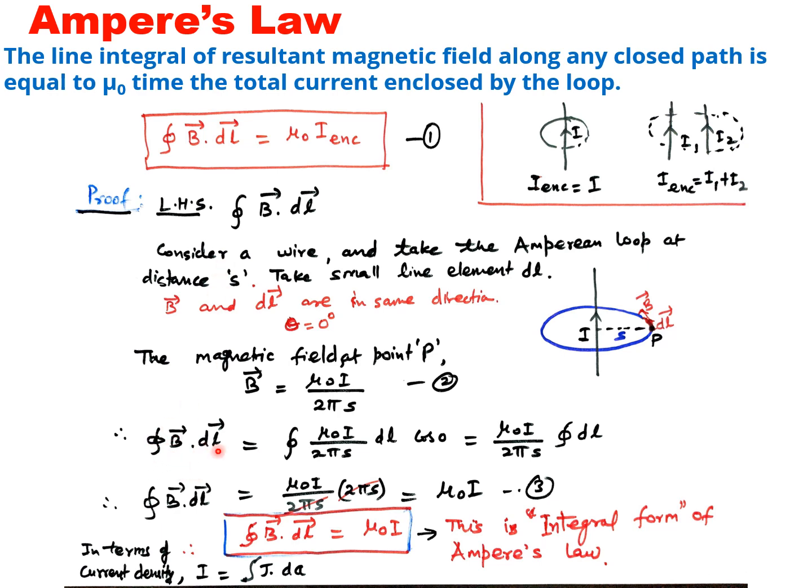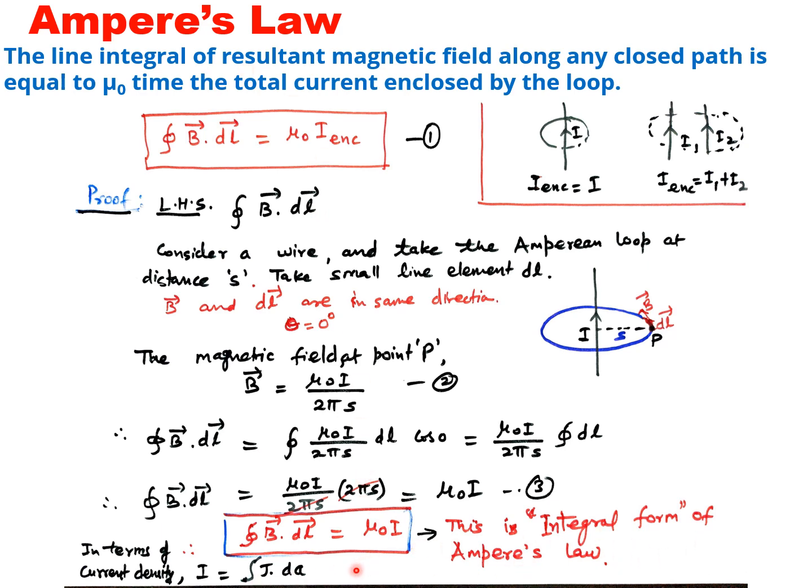So B dot dl will be mu naught I divided by 2 pi s, times dl cos 0, which is 1. And the line integral of dl along this closed path gives us the circumference, 2 pi s, and the 2 pi s cancels out. So the closed integral of B dot dl equals mu naught times I. This is Ampere's law, the integral form of Ampere's law.